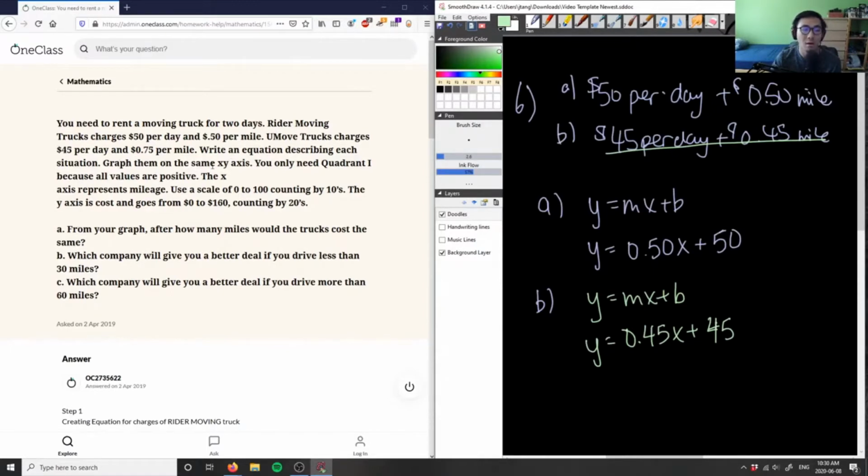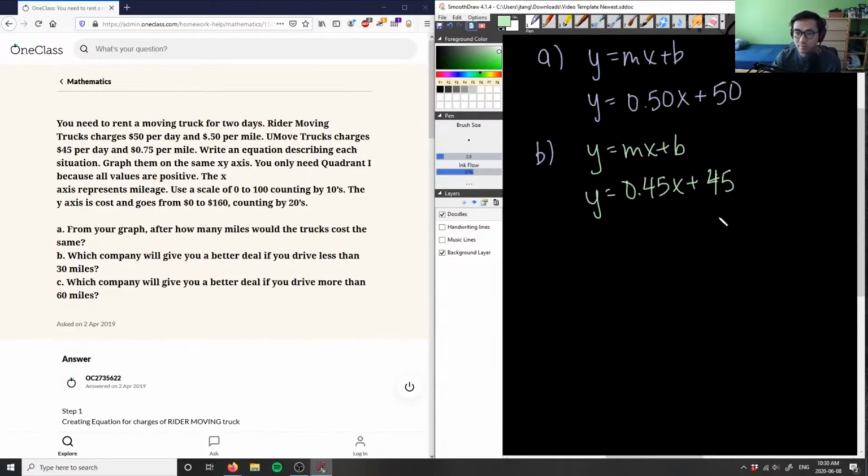We have to graph them on the same x and y axis. So let's graph this. It might be a little bit messy because I'm sketching these graphs here. I'm going to say that this here is my x and this here is my y. I'm going to have A here, which starts at $50. The y-intercept is going to be 50. So this is 50, and this is going to be 45, something like that.